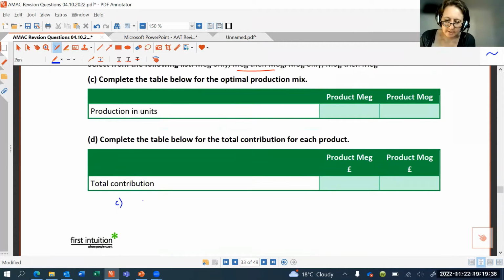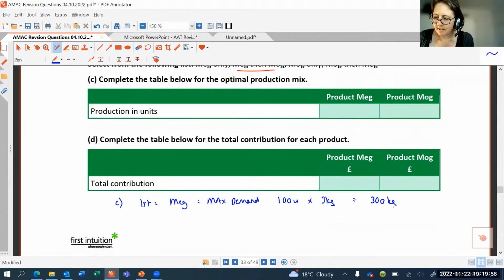So I'm going to start as my first choice with MEG. And I'm going to make the maximum demand, which is 100 units. And I'm very aware that each unit uses 3 kilograms of my material. So that means I've used up 300 kilograms of my material by the time I've finished making the MEG. Goodness, it's like a tongue twister. So I use 300 kilograms making MEG.